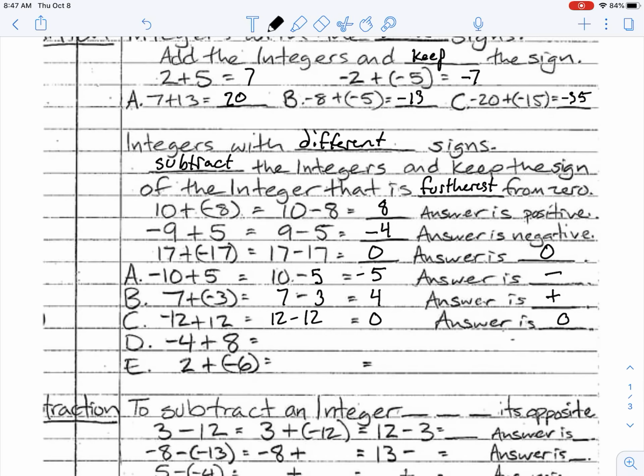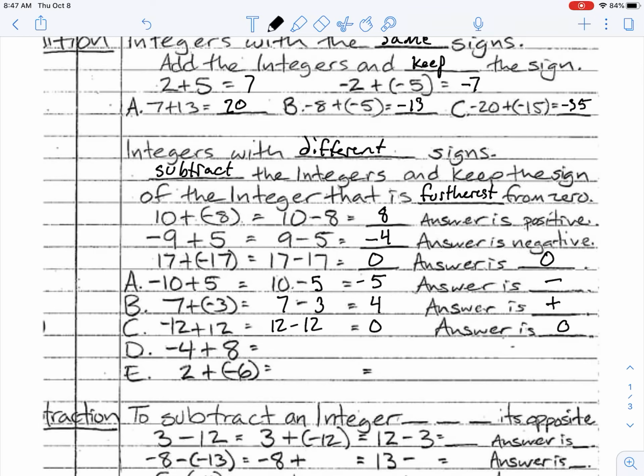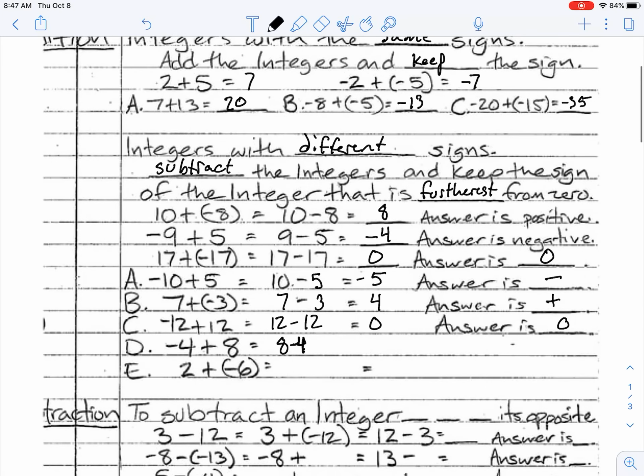Next example, negative 4 plus 8. So we're going to just take away the smaller number from the bigger number always when you do this. So we're going to go 8 minus 4 is going to equal 4. And the answer, I won't bother writing it out, it will be positive because 8 has a bigger absolute value than negative 4. And then finally, 2 plus negative 6, well, we've got 6 minus 2, which is also going to equal 4.